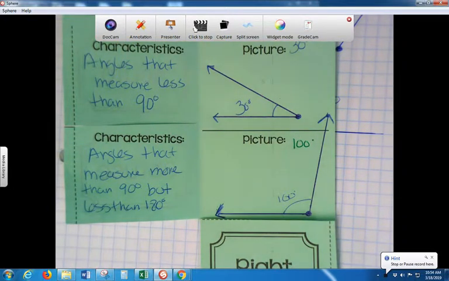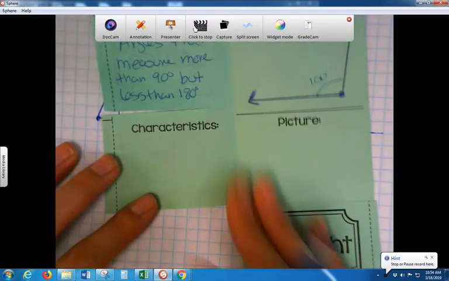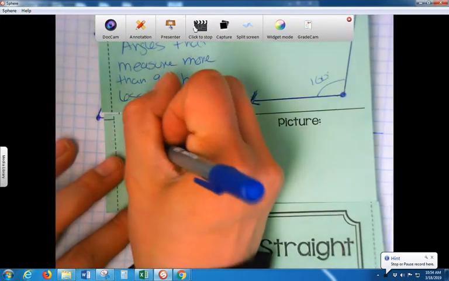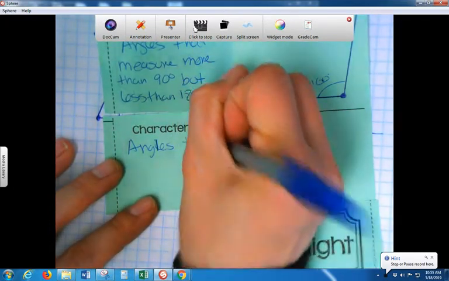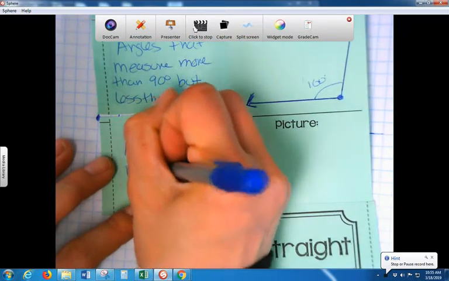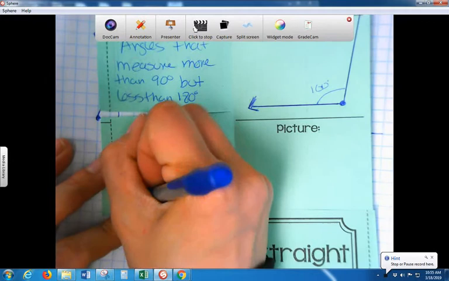Audrey, what's a right angle? It's an angle that is 90 degrees. Yes. So it is an angle that measures 90 degrees. Okay. Angles, because it's more than one. Angles that measure exactly 90 degrees.